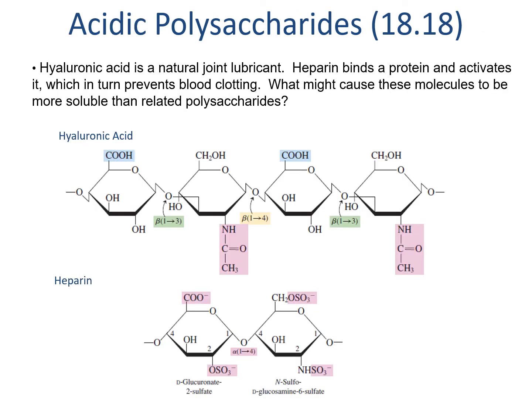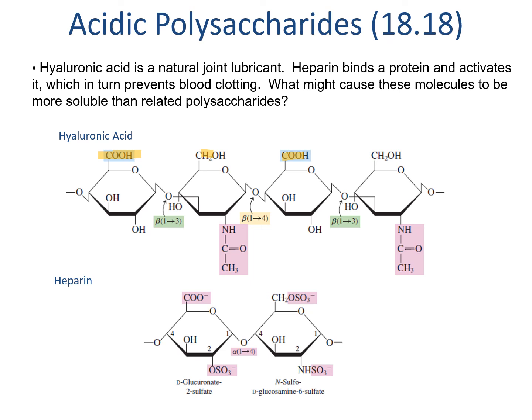Our final class of polysaccharides are the acidic polysaccharides. I don't care as much about you knowing the components and links here, but I do want you to notice that each has acidic groups. Hyaluronic acid, which is a joint lubricant, is more soluble than it would otherwise be because of the very polar carboxylic acids, right here and right here, every other unit.